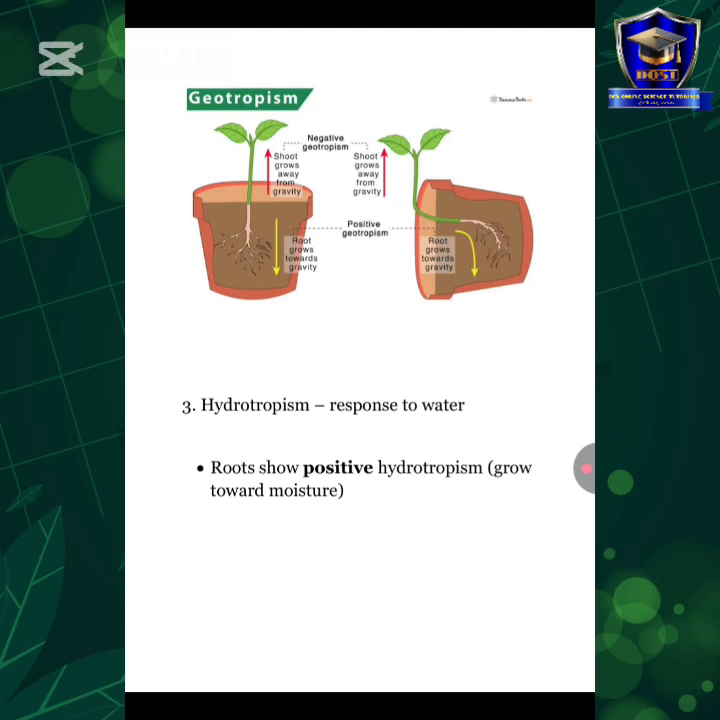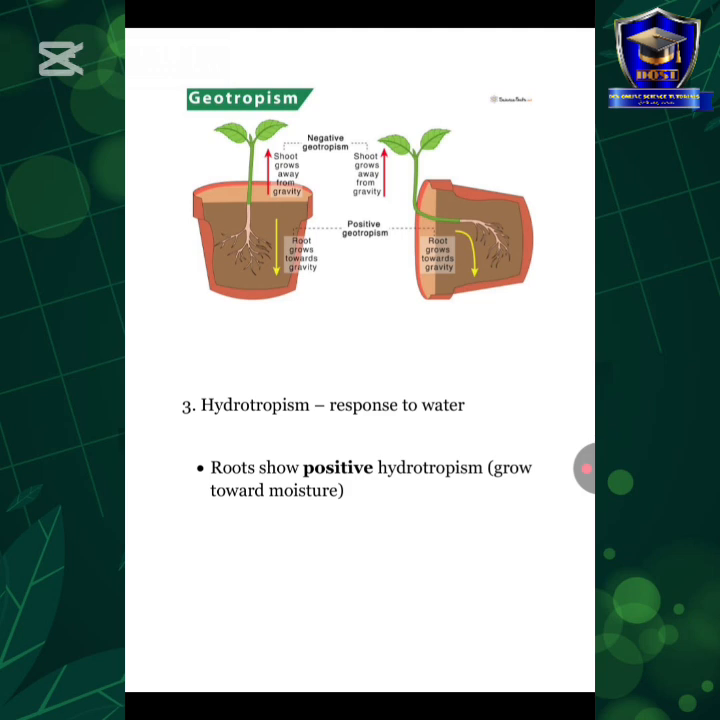Okay, so third on the list you have hydrotropism. Now, what is hydrotropism? It is the response to water. The word hydro means water. Anywhere you hear the word hydro, whether in chemistry or in physics or anywhere, hydro means water. So you hear things like hydroelectric power plant. That's a power plant that generates electricity from water. You can hear something like hydrogen. Hydrogen is an element. That name hydrogen means water former.